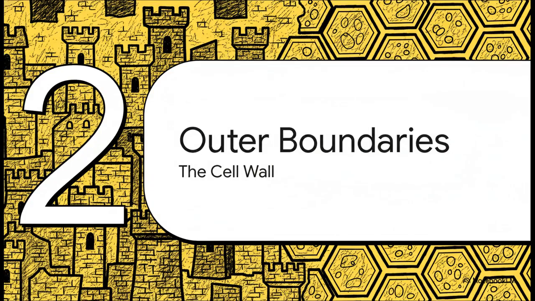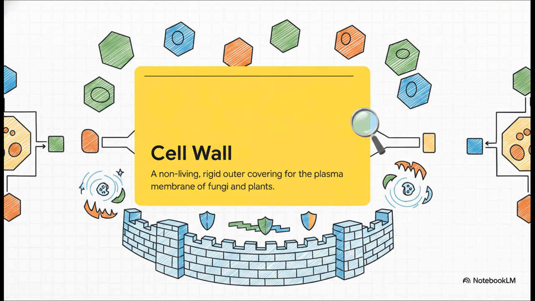Let's zoom in a bit right to the city's perimeter. We're going to check out its first line of defense. And for plant cells, that is one formidable structure, the cell wall. Now, this is not just some simple fence. It is a critical piece of infrastructure. It gives the cell its definite shape, it protects it from getting crushed or infected, and it even plays a huge role in how it communicates with its neighbors. Think of it as the city's mighty outer rampart.